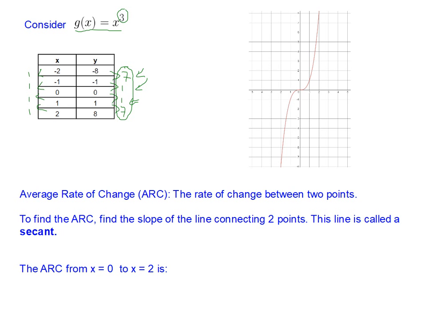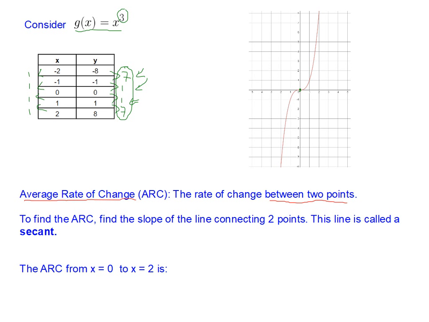And that's really the idea behind the average rate of change. We're going to look not at the rate of change for the whole function, but at the rate of change between any 2 points. So in order to find the average rate of change, what we're looking for is the slope of a line connecting 2 points. I'm going to choose 2 points. It doesn't matter which 2 points we choose. I'll just choose two that are sort of easy to see here.